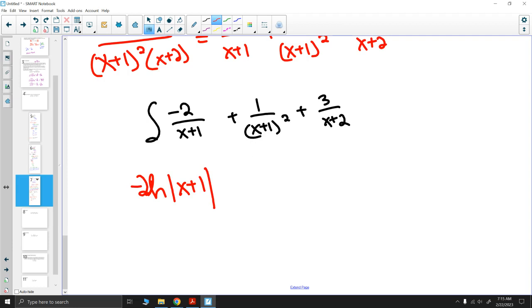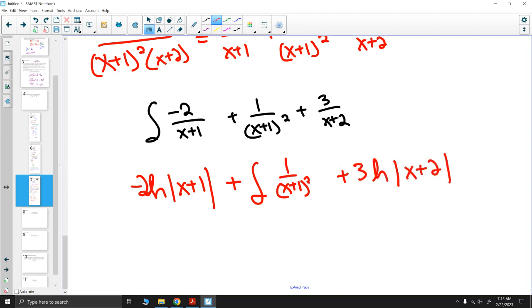Here we'll come back to it in just a sec, plus the integral of 1 over x plus 1 squared, just so we can revisit this, plus here this would be 3 natural log of x plus 2. Okay, so these ones are easy. Let's take a look at this one though.